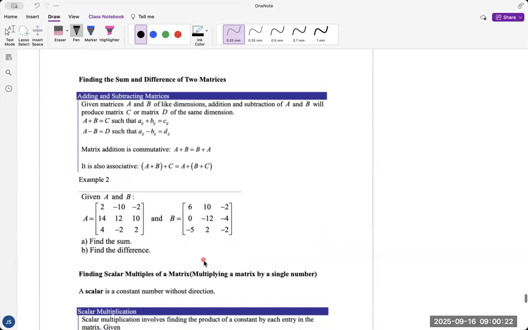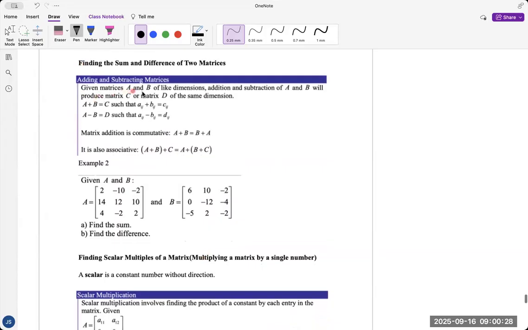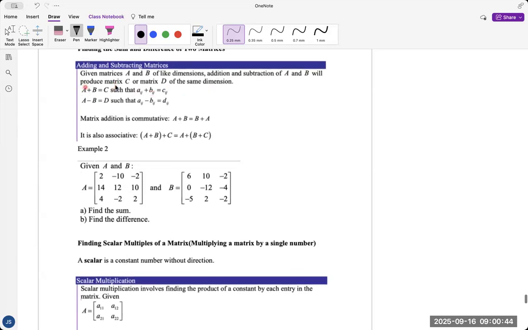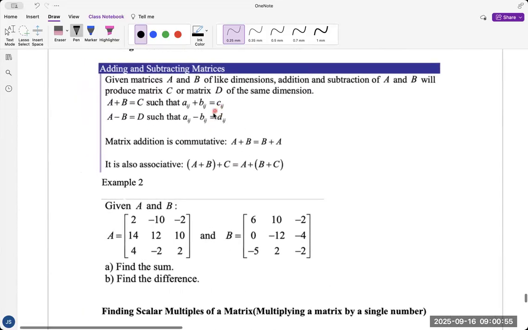Finding the sum and difference of two matrices. So given matrices A and B of like dimensions, addition and subtraction will produce a matrix C or D of the same dimensions. So they wrote it like this. Let's see even closer here. Let me explain this notation to you.